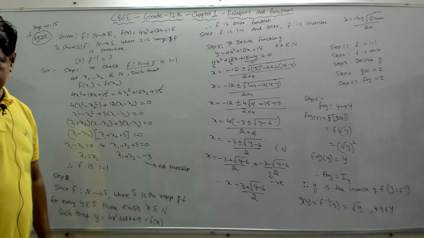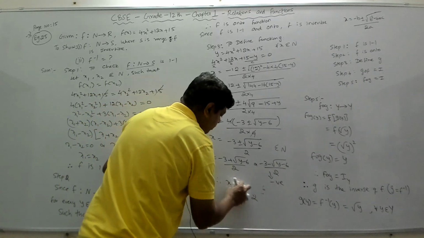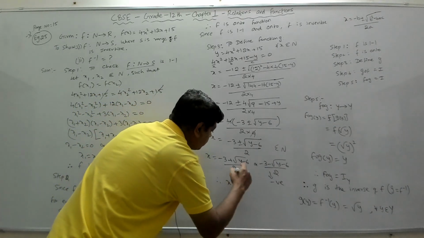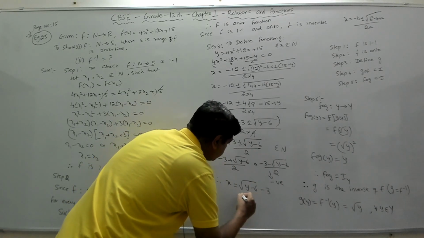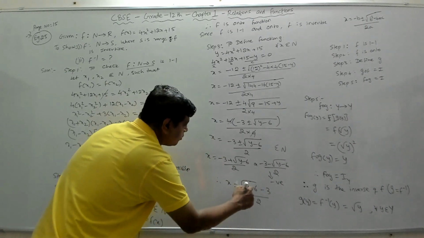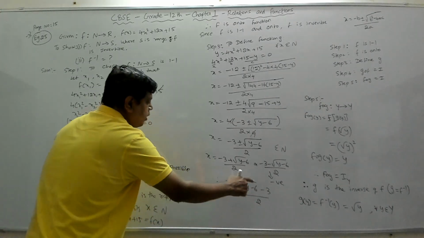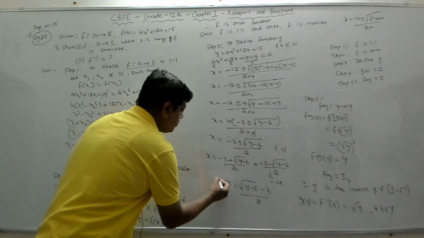Or we can write the other way also. If this is confusing, we can even write the other way. X is equal to, we can write this first, root of y minus 6, then minus 3 by 2. So this minus 3 is outside the root. This minus 3 is not part of the square root. So this is your x.